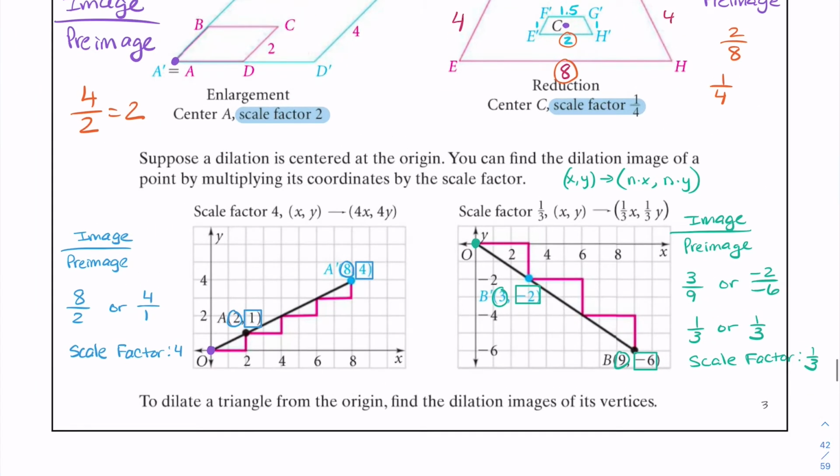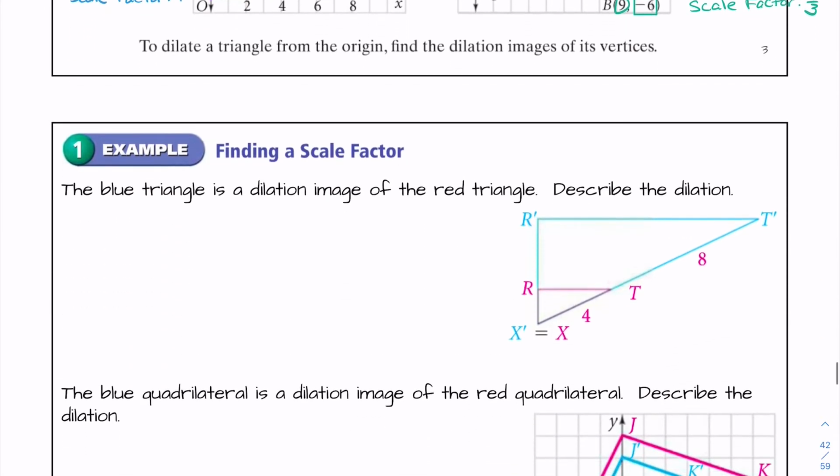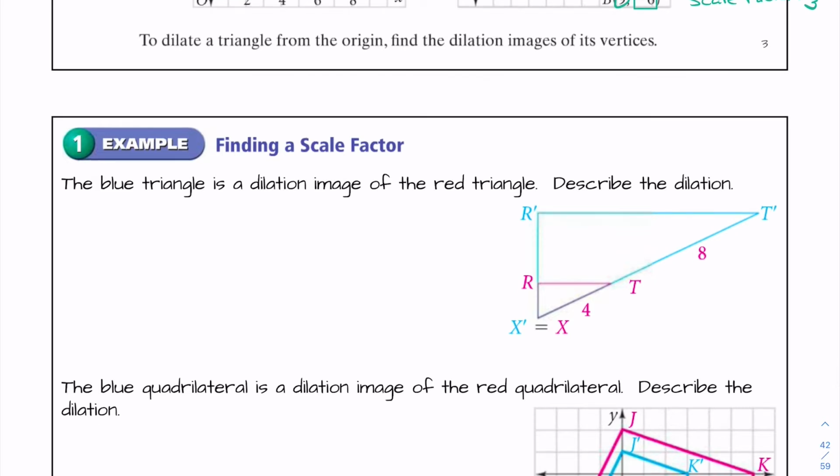Okay, and so when we dilate triangles, which we do a lot, or quadrilaterals or sometimes parallelograms, and we want to find the dilation, we use its vertices to do so. So here's an example. The blue triangle is a dilation image of the red triangle. Describe the dilation. What do we think? And the answer is not 2. Be careful.